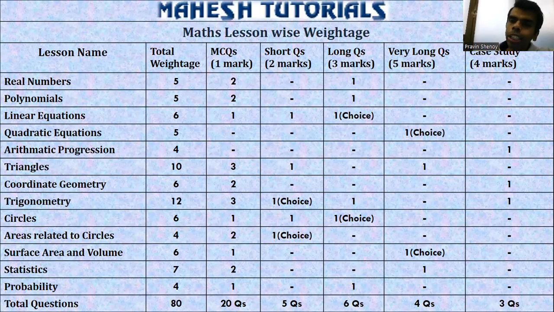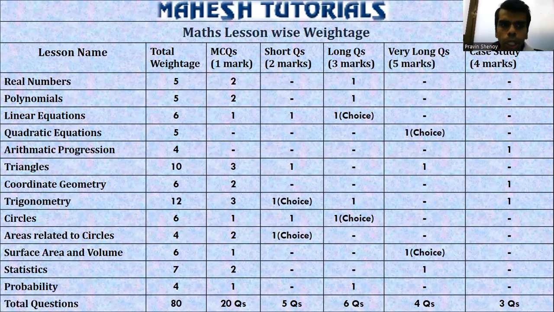From trigonometries, you can expect 3 MCQs of 1 mark each. You will have 1 2-mark question with an internal choice in it. You will have 1 3-mark question and you will have 1 case study based question. So 4 marks for the case study, 3 marks for one question, so 4 plus 3 is 7. You will have 1 2-mark question, 7 plus 2 is 9, and 3 MCQs. That gives you a total of 12 marks for this chapter.